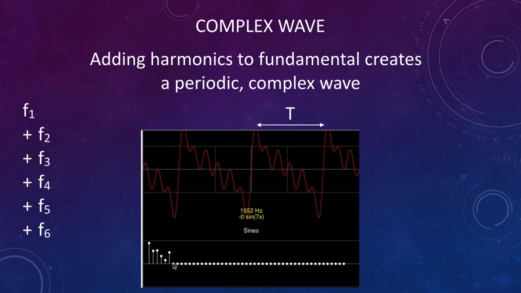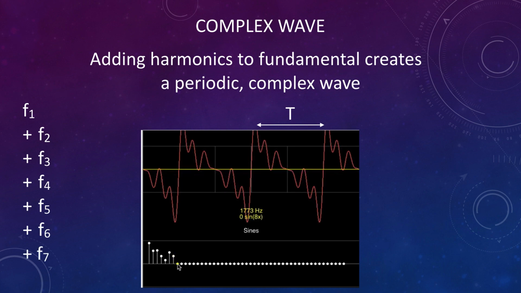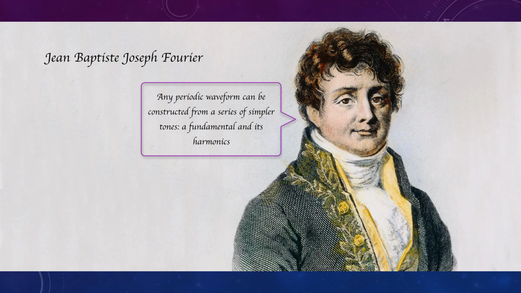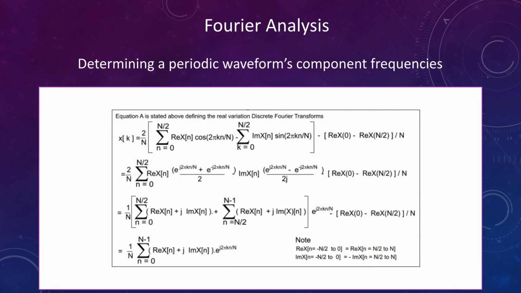of the fundamental. In the early 1800s, the French mathematician Jean-Baptiste Joseph Fourier did some work where he theorized that any periodic waveform can be constructed from a series of simpler tones, a fundamental and its harmonics. This became known as Fourier theory. Taking a periodic waveform and determining what its component frequencies are is called Fourier analysis. This is a rigorous mathematical process, one that we will not attempt in this course.